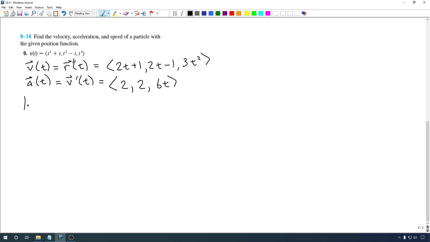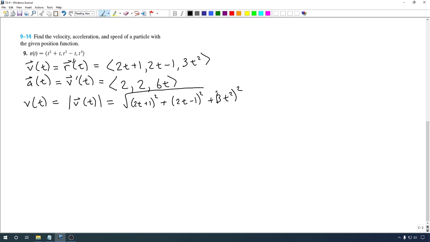Then finally, we want the speed function, which is just the magnitude of the velocity function. So we're taking the square root of the sum of the squares of those. So we have (2t plus 1) squared plus (2t minus 1) squared plus (3t squared) squared.